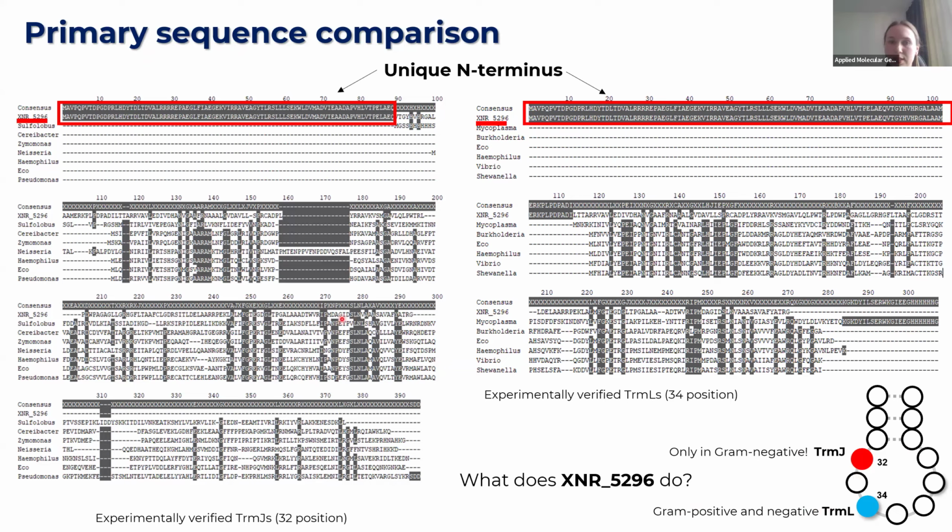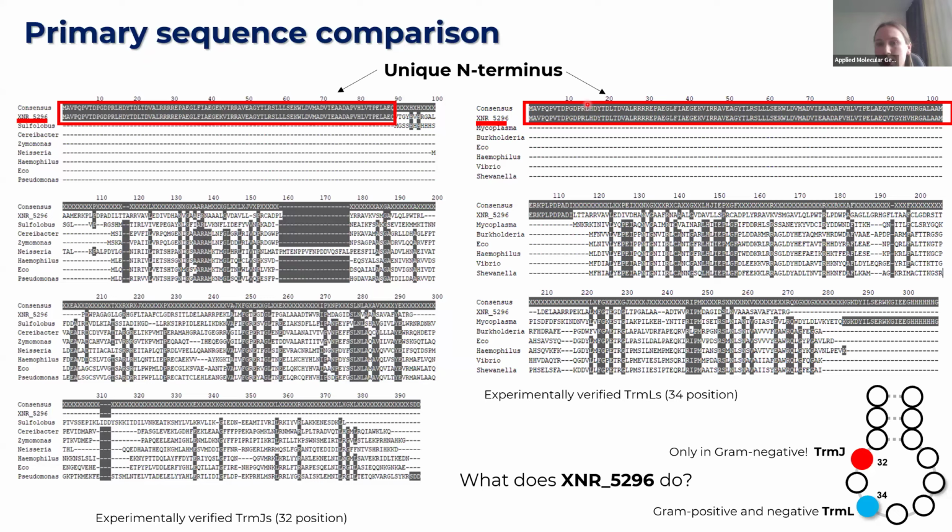Here you can see two multiple sequence alignments, and we can clearly see that our protein, which is the first protein here and here, has an N-terminal domain unlike any other protein. So this, the very beginning of the protein, is unique, and no other TrmJ or TrmL has this domain.